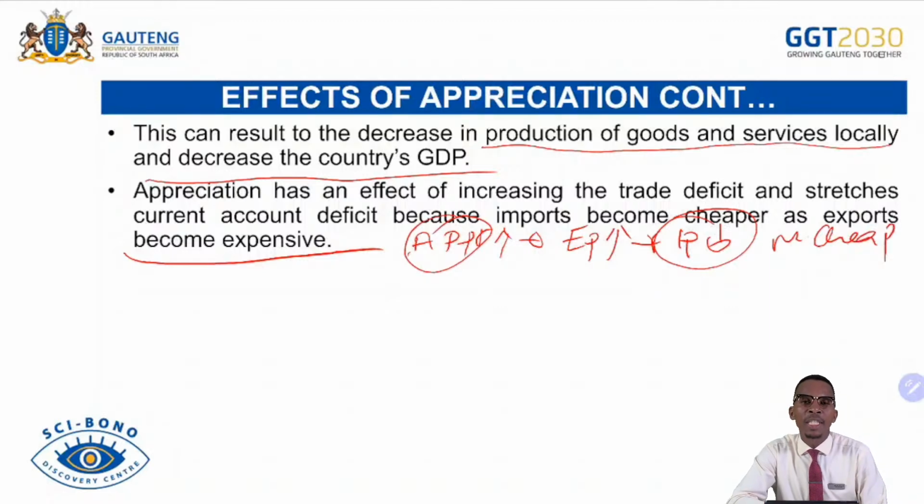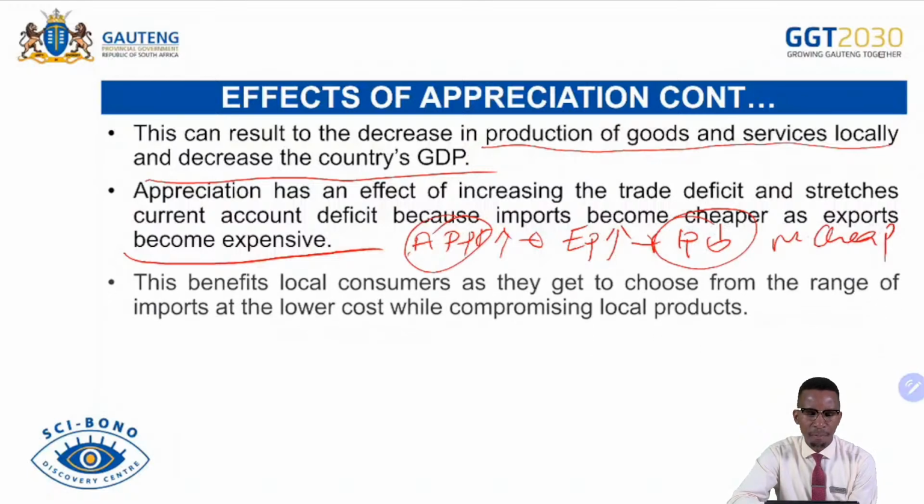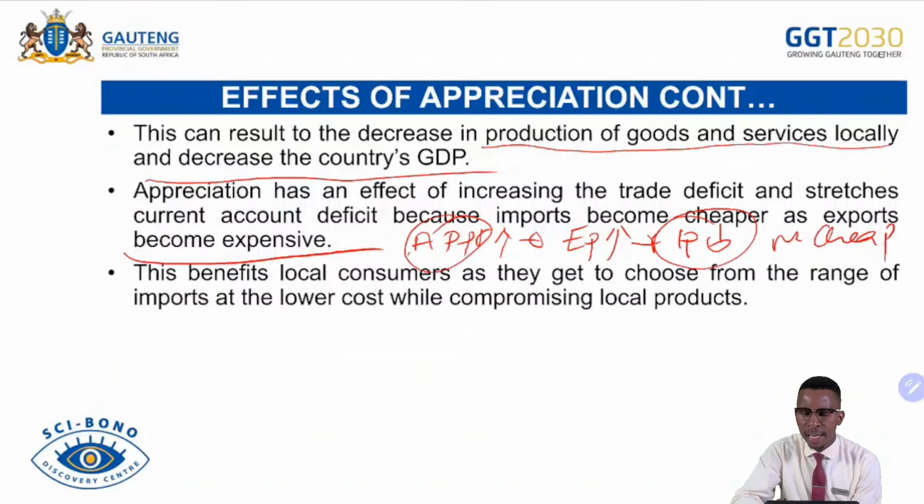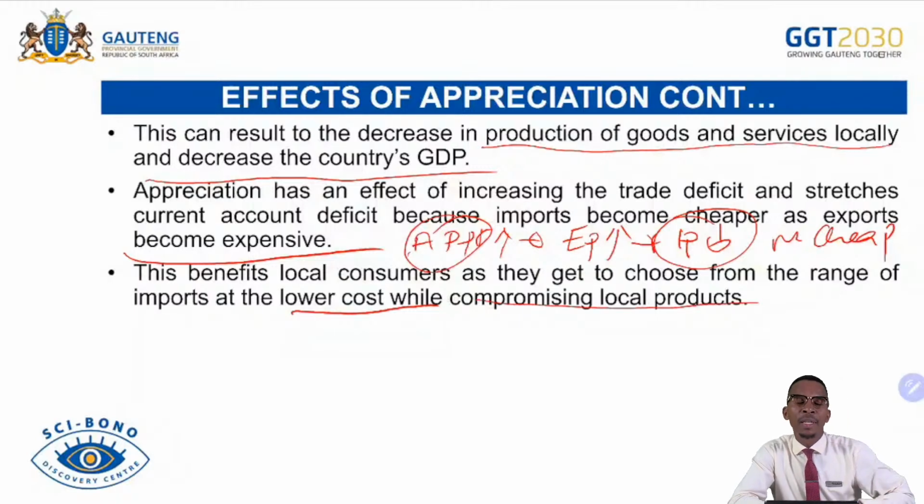So local consumers can simply compromise our locally produced goods by demanding the cheap imports, which is bad for BOP, because we might find that imports are increasing at a faster rate than exports, which will cause the trade deficit and the current account deficit. This benefits local consumers as they get to choose from a range of imports at lower cost, while compromising the locally produced goods and services.